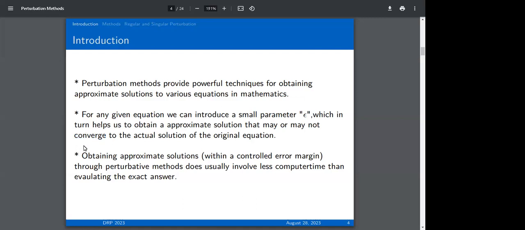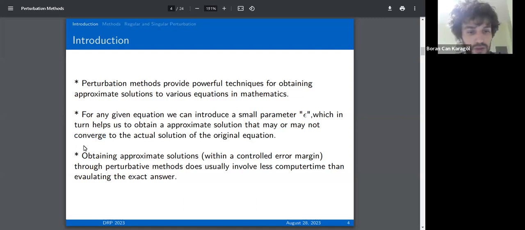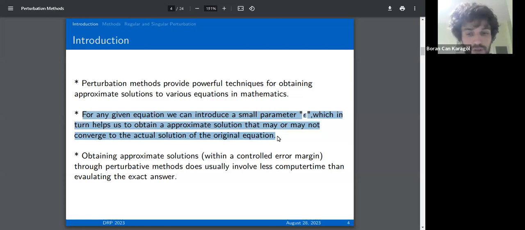Obtaining approximate solutions within a controlled error margin through perturbative methods does usually involve less computer time than evaluating the exact answer. And we'll see an example of that in a minute or two. And to add more to that second statement, this way of obtaining solutions is heavily used in quantum mechanics and physics, especially in the Schrödinger equation.